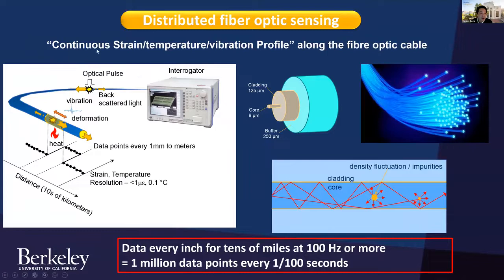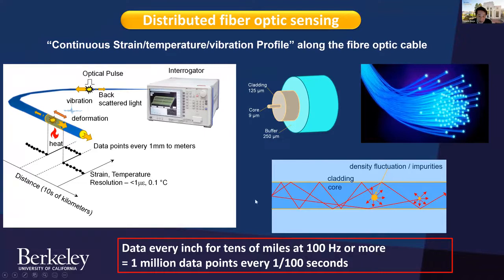This gives you what we call continuous strain, temperature, and vibration profile along the fiber optics. So this is a standard optical fiber that you see over here, used for telecommunication. For telecommunication, a digital signal is converted to light, goes through, and you go to the other side, and then you convert it back to a digital signal. And that's what internet fiber optic communication is about.